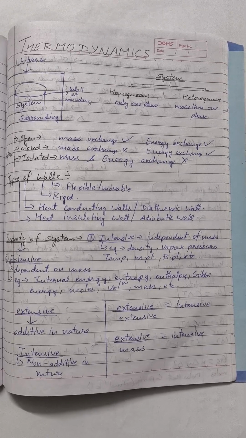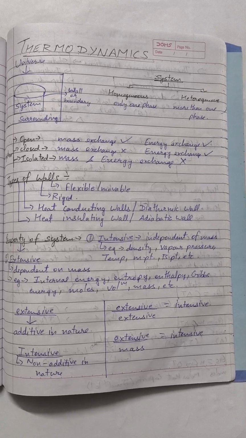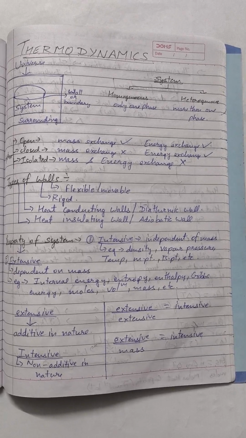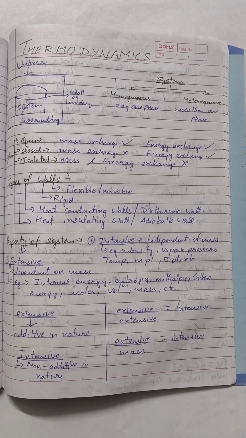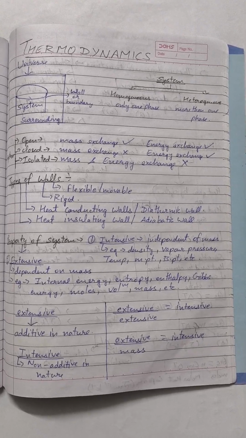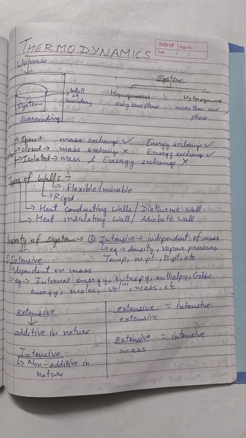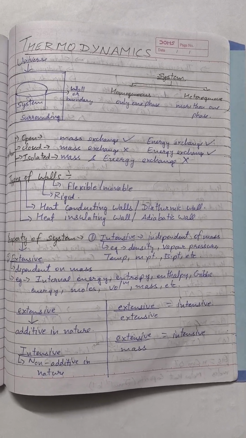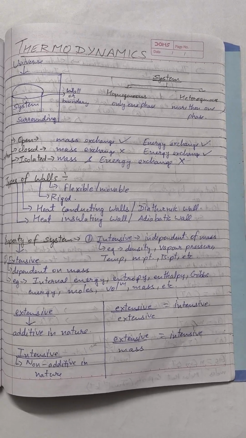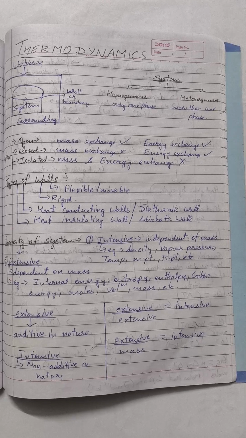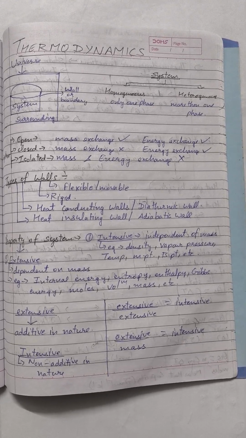Example: internal energy, entropy, enthalpy, Gibbs free energy, moles, volume, mass, etc. Extensive properties are additive in nature, whereas intensive properties are non-additive in nature. It means that we can simply add two masses to get the resultant mass. But in case of melting point or boiling point, which are intensive properties, we cannot simply add to get the melting or boiling point of the resultant solution.